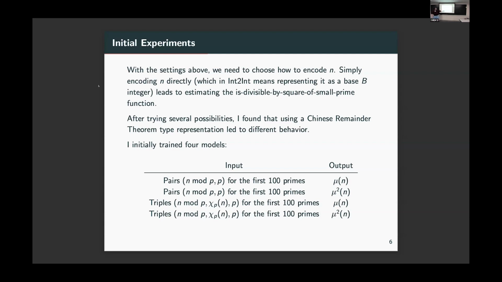I also thought that it would be interesting to feed it the Legendre symbol. So this chi p of n is a number that is 1 if n is a square mod p. So for example, 2 is a square mod 7 because 3 squared is 9, mod 7 is 2. So this encodes square values, or whether or not something is a square mod p.